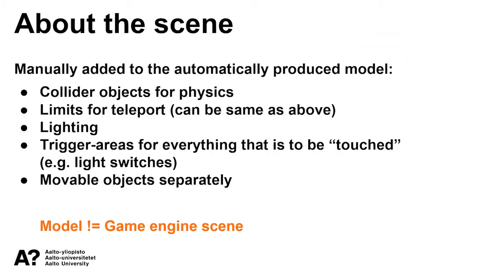Secondly, about the game engine scene. So even though we had an automatically produced mesh model of the interior, to make it usable as a game engine scene, we had to do a number of manual steps, such as setting up collider objects for physics, limiting the teleport region, setting up lighting, creating trigger areas for everything that is to be interacted with, and of course adding the movable objects separately. So in no way is the mesh model a complete game engine scene, but it still requires quite extensive modifications and additions.